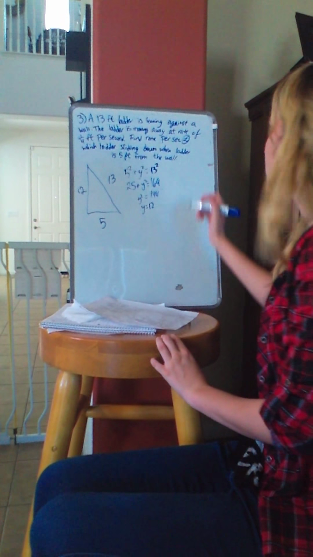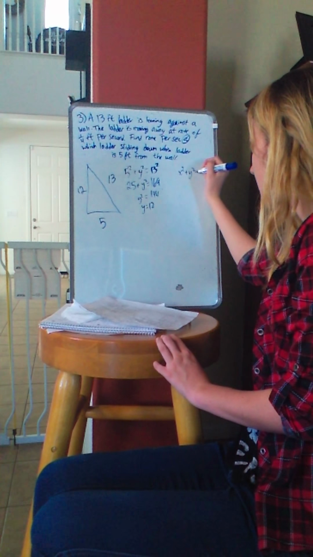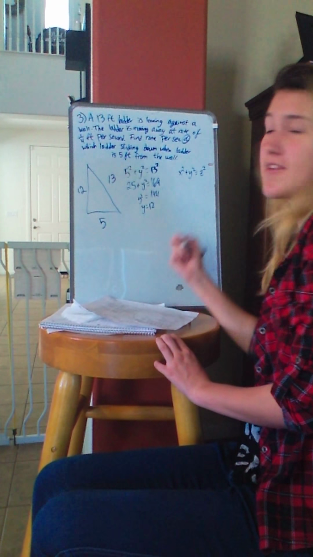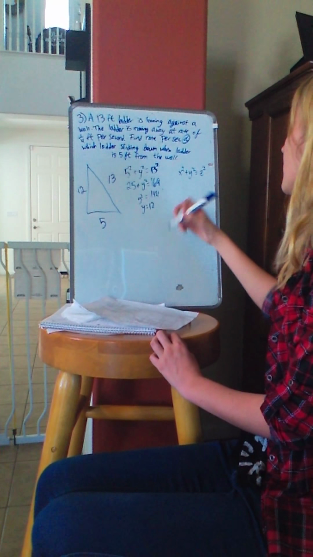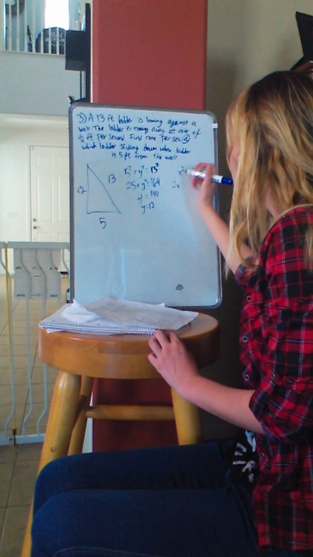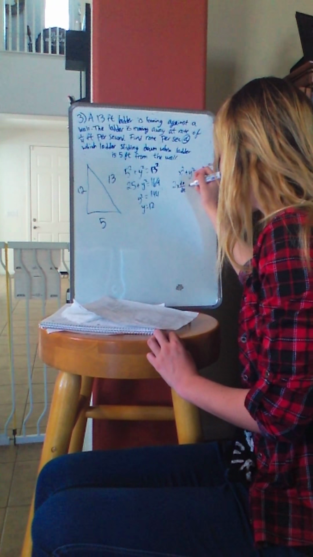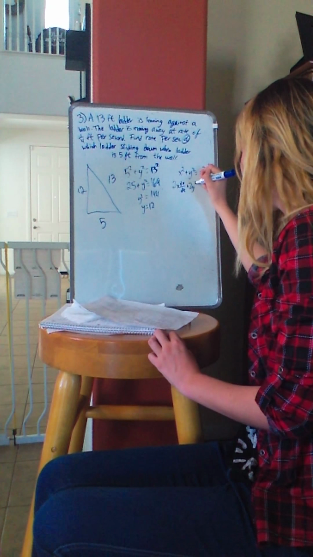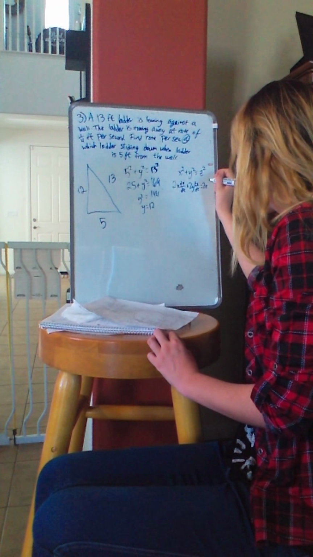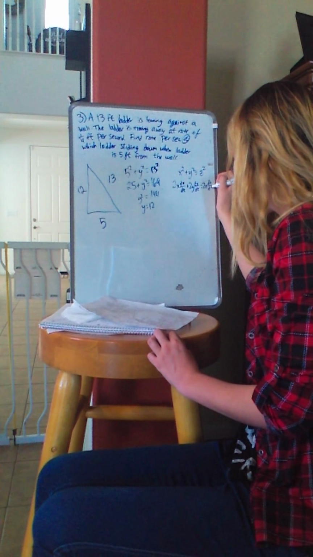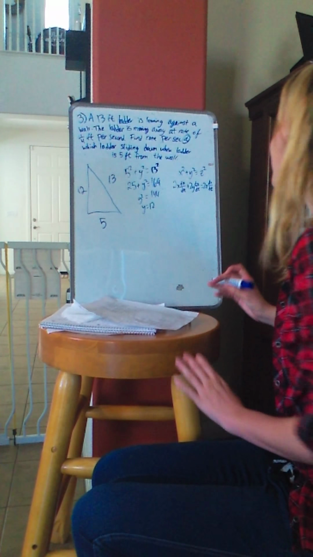Now we're going to have to use the same formula as we used here, x squared plus y squared equals z squared. But the difference is you're going to have to find the derivative. So it's going to be 2x dx/dt plus 2y dy/dt equals 2z dz/dt. Now we're just going to plug and check.